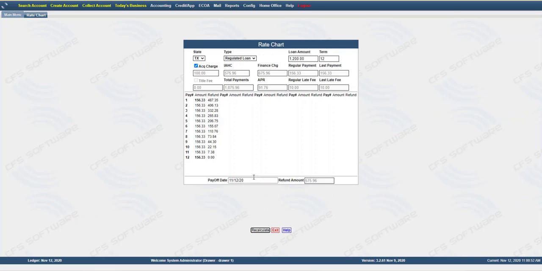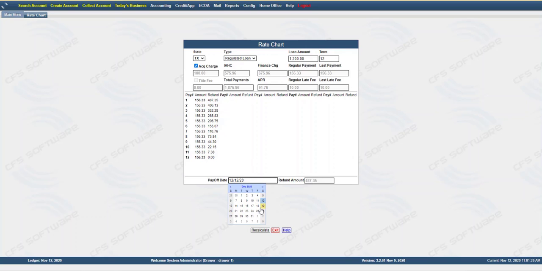$1,875.96. Now, if you want to pick a day and time and see what the refund amount is, this will give you the refund amount on, say, the payment days. Today is November 12th, so this would be 1 month out, so December 12th. So if we come in here and we choose December 12, which is 1 month out, do recalculate, we see the refund amount is $487.35.